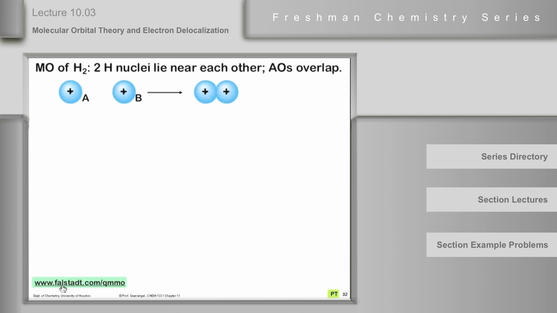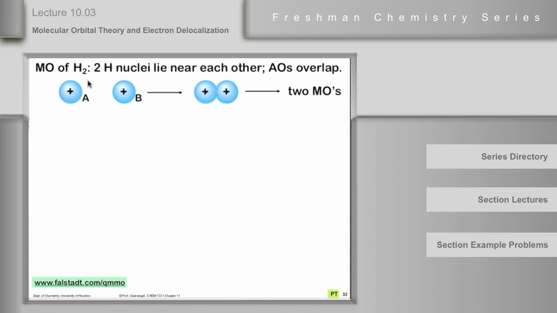Now, I put down here at the bottom www.falstad.com/QMMO. If you have an interest in this at some point, and there might be somebody in the room who does, Professor Paul Falstad has a nice website where he shows you Java programs that actually do the combination. They do the math for you and let you see what happens when you bring two atomic orbitals together and combine them, either add them or subtract them. So it's there.